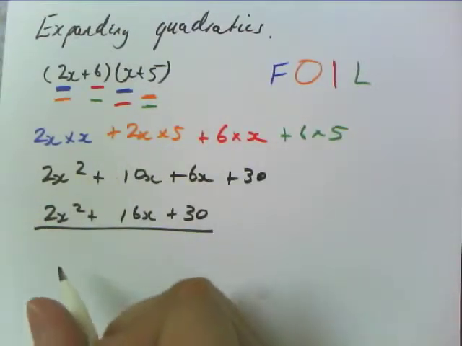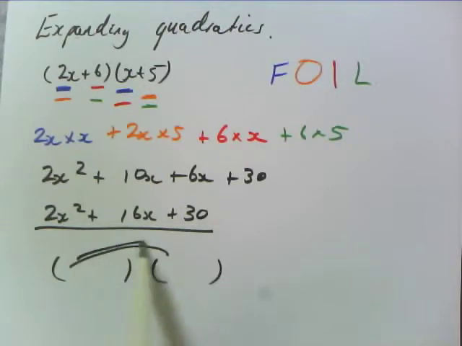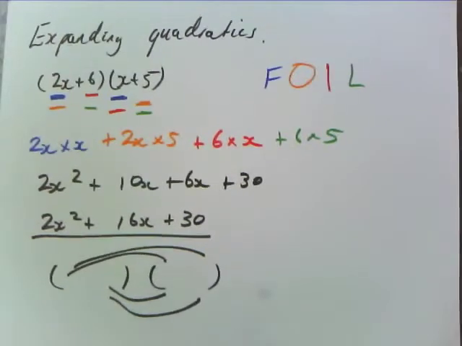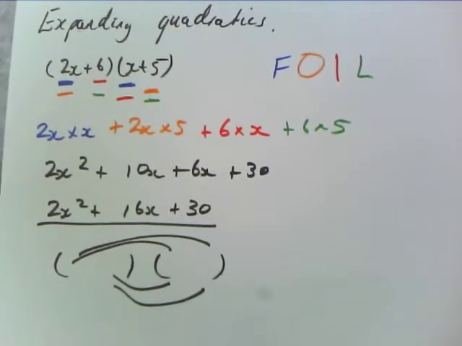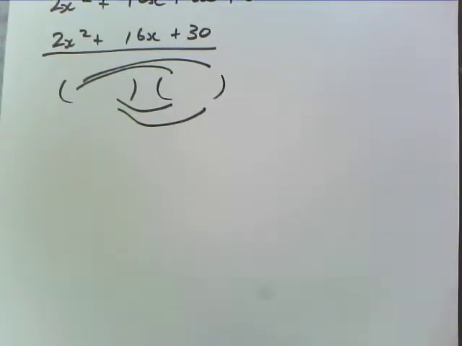Sometimes you might see it done with arrows instead of what I just did there, so you go first, outside, inside, last. Okay, sometimes you'll see it done like that, but that's sort of the default way of expanding brackets, or expanding quadratics, if it doesn't fit one of the special rules I'm about to talk about. So there are 3 special rules that can help you shortcut expanding if you know them.